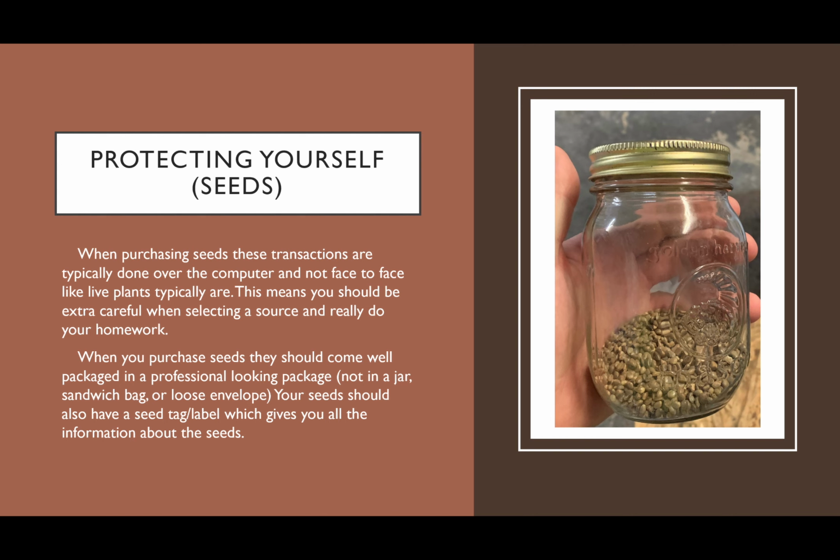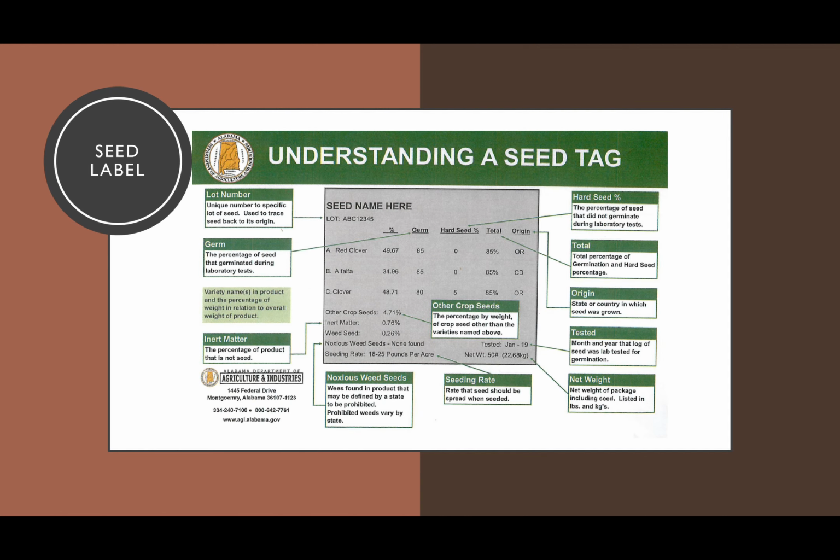Your seeds should also have a seed tag or seed label, which gives you the information about the seeds. It will give you a lot of information. Not everyone has seen one before, but typically any commercially produced seed that's sold will have one. It'll have a lot number, which is specific to that variety of seed on that specific date. It'll give you the germination test.